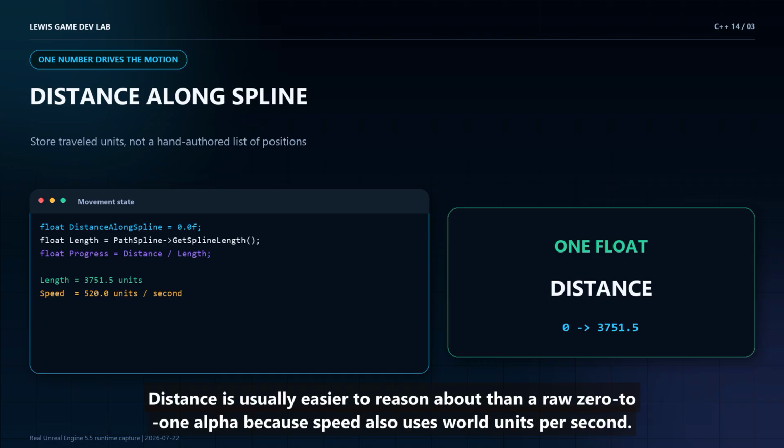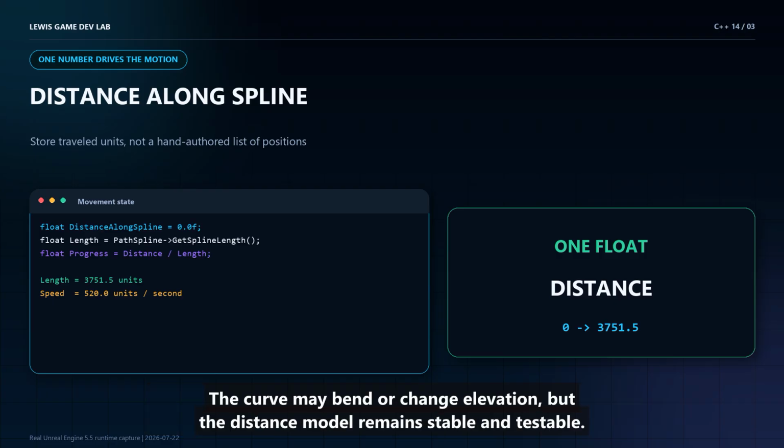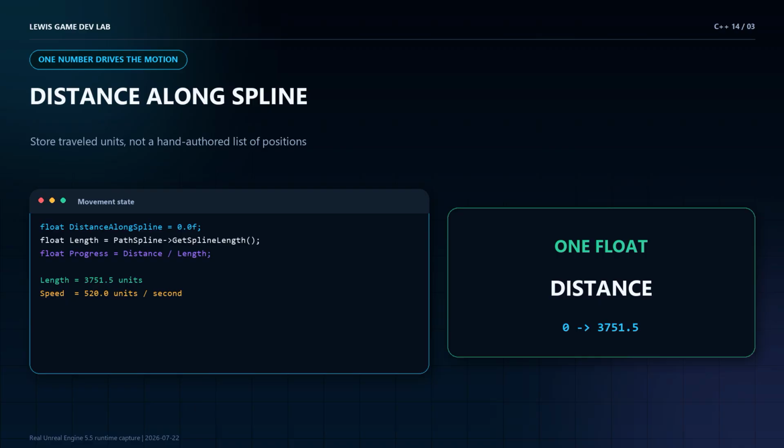Distance is usually easier to reason about than a raw 0 to 1 alpha because speed also uses world units per second. A speed of 520 means the actor covers the same path distance each second, independent of frame rate. The curve may bend or change elevation, but the distance model remains stable and testable.